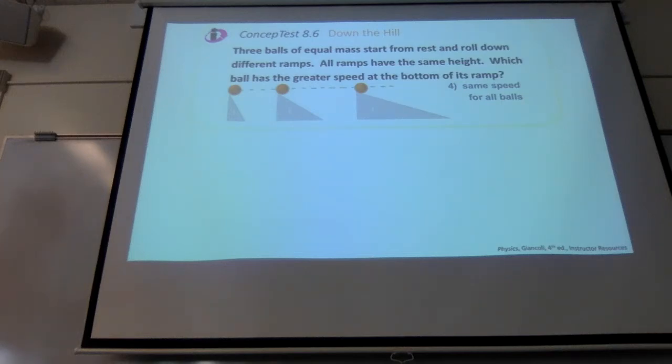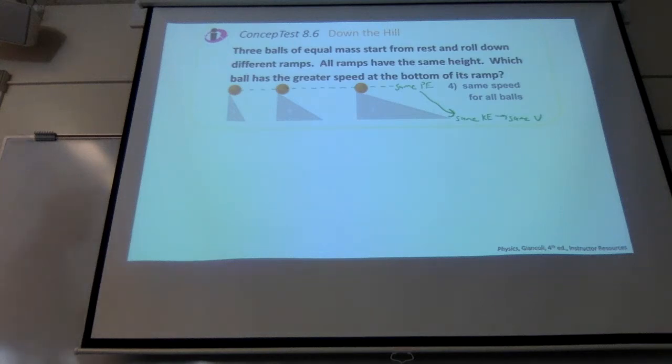I switched mine to 4. You switch yours to 4. Does anybody want to defend the 4? Why 4? So they all have the same potential when they start. They all have the same potential energy when they start. So what does that mean? So at the bottom of the ramp, they'll all have the same kinetic energy. Yeah. When they get to the bottom of the ramp, thank you, they'll all have the same kinetic energy because that's just being converted from potential to kinetic. And if they have the same kinetic energy, they must have the same velocity.